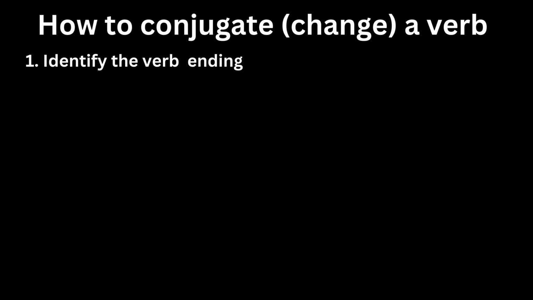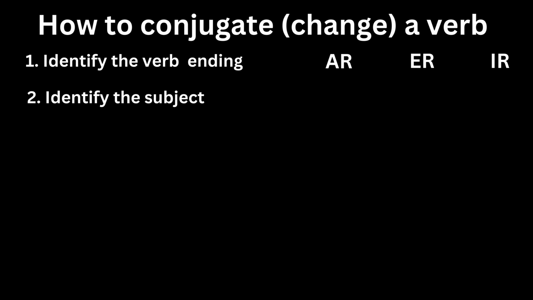Let's take a look at all that we just did and review it in its most simple form. Step 1, we identify the ending of a verb. Is it AR, ER, or IR? Step 2, identify the subject. In this case, we are using usted, which means you.